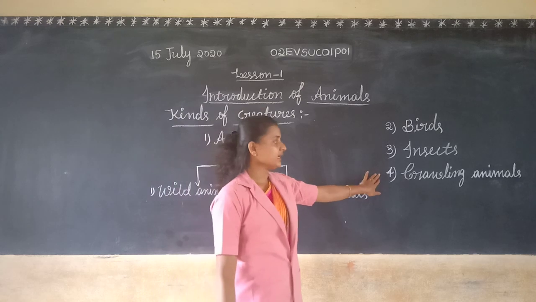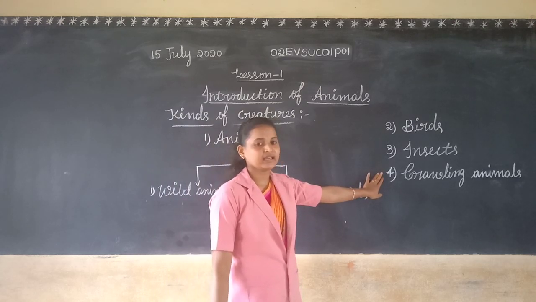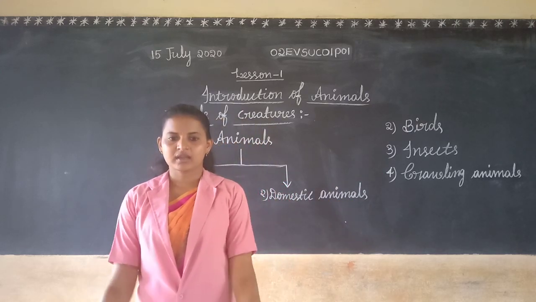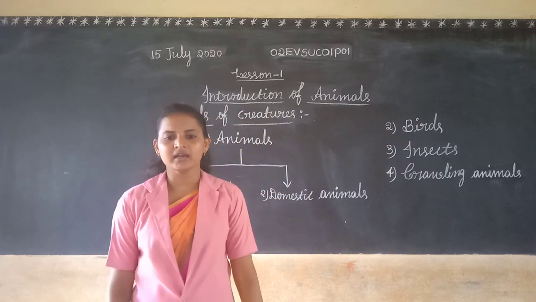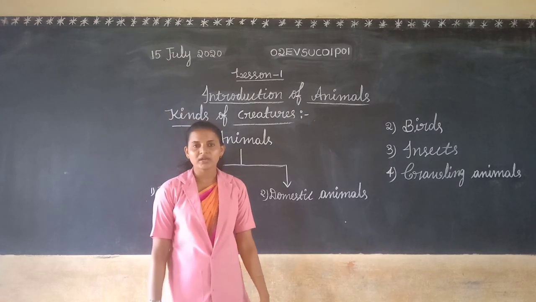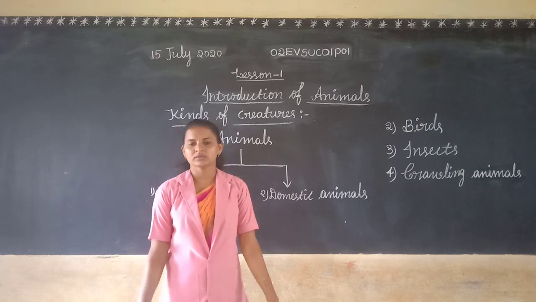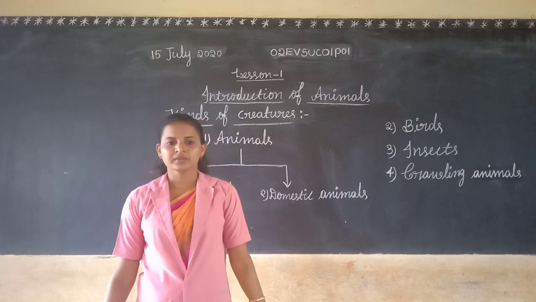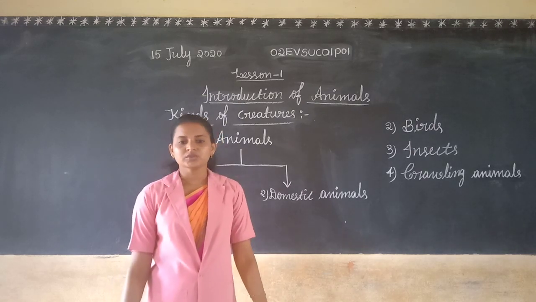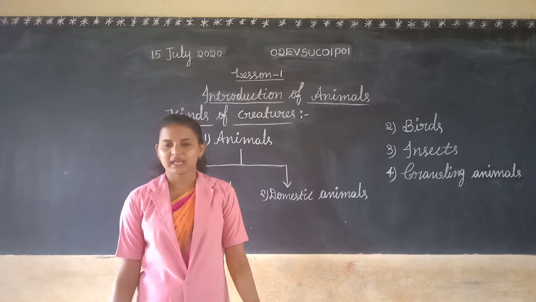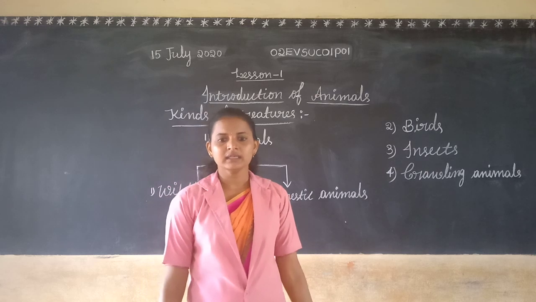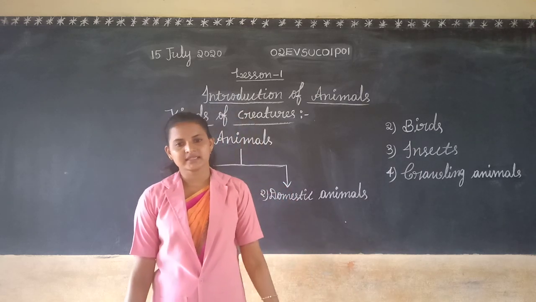Next, fourth one, traveling animals. Traveling animals travel on the ground. Some have short legs, while some have none. For example, snake, earthworm, worms, snail, crocodile, chameleon, lizard, etc.